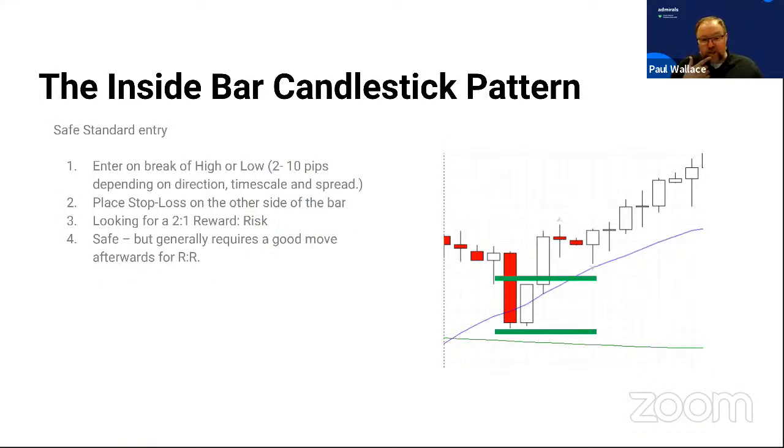So, how do we look to trade that inside bar? Well, the safe standard entry that I'd be suggesting for new traders is that once you've identified your inside bar, you're looking to enter on the break of the high or the low of it, somewhere between 2 to 10 pips, depending upon the time frame that you're trading, and also the time scale and the spread, with your stop loss on the other side of the candle, okay? It might even be the other side of the mother candle, depending upon the distances involved. When that happens, what I suggest is always look for a 2-to-1 reward to risk, okay?